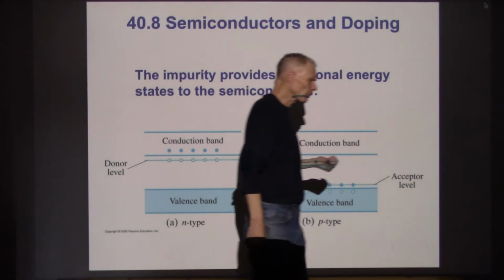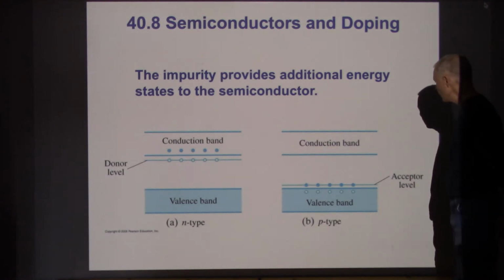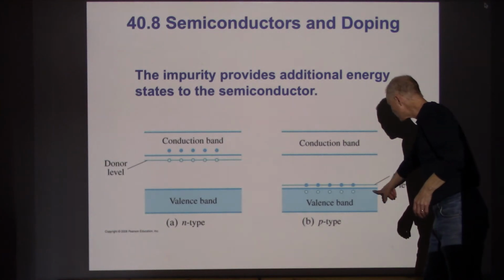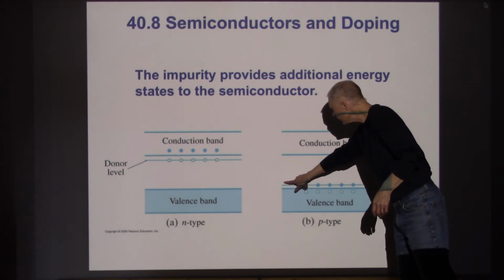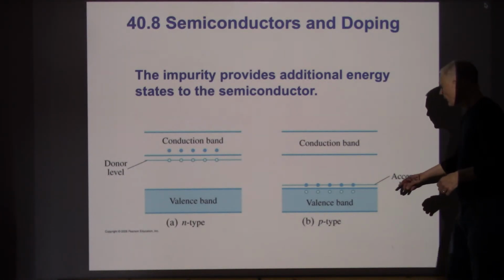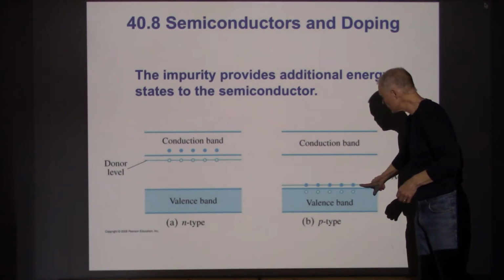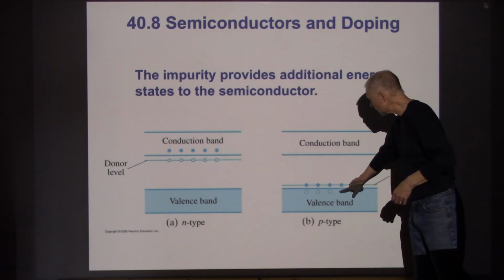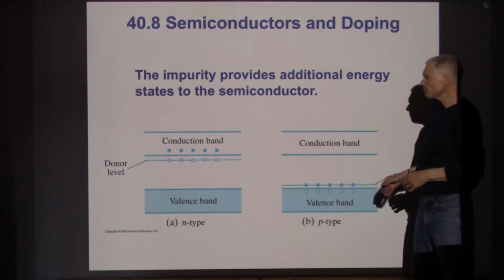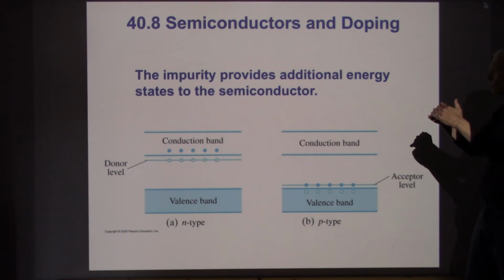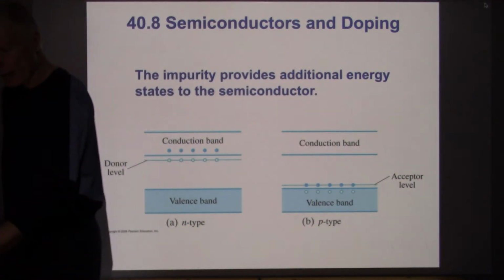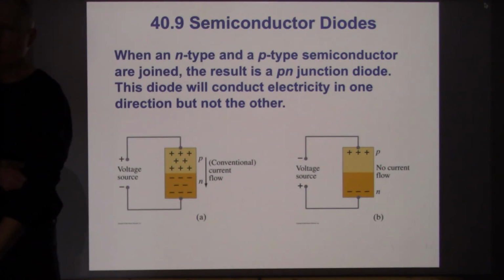If I put in something from column 3 in the periodic table, that creates vacancies within the valence band, and it also creates states that are in the intermediate region. And so what can happen here is, now that we have these intermediate states, electrons from the valence band can jump into these states. So we've created a set of quantum states for the electrons in that energy gap region.